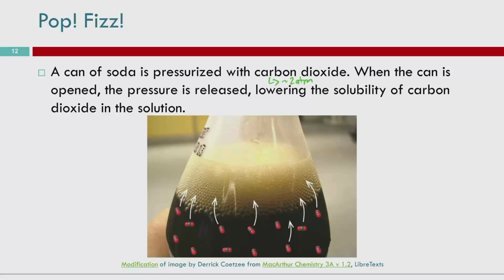If you just leave a can of soda out at atmospheric pressure, it will eventually go flat even if it's in your fridge. It just goes flat over time because the solubility is going to lower so that it's no longer fizzy.